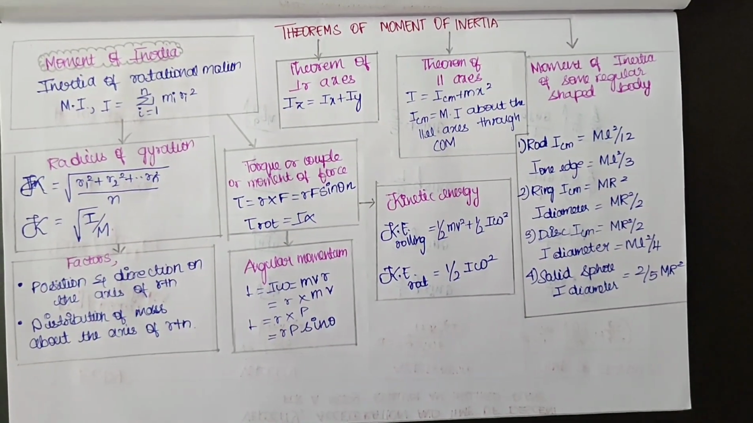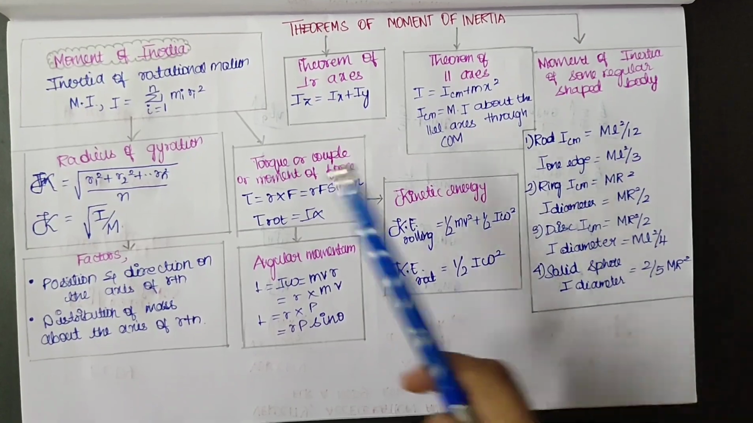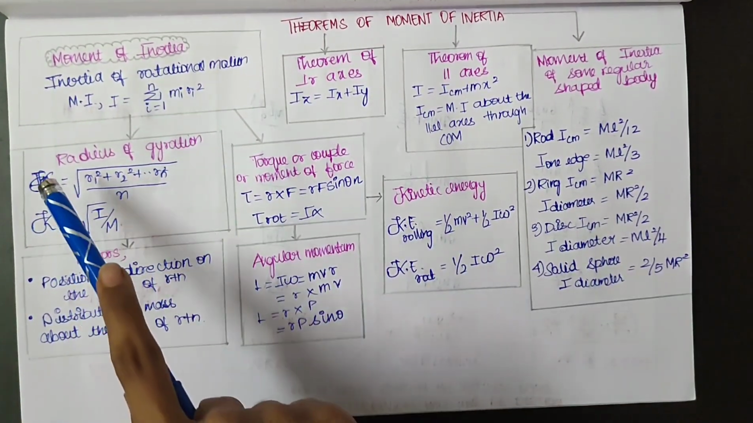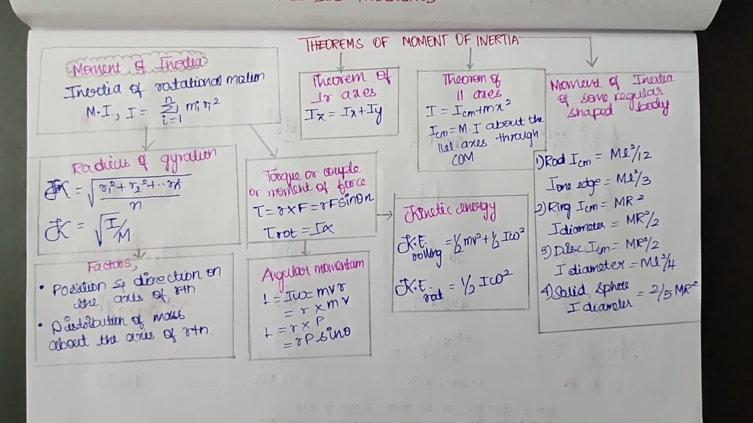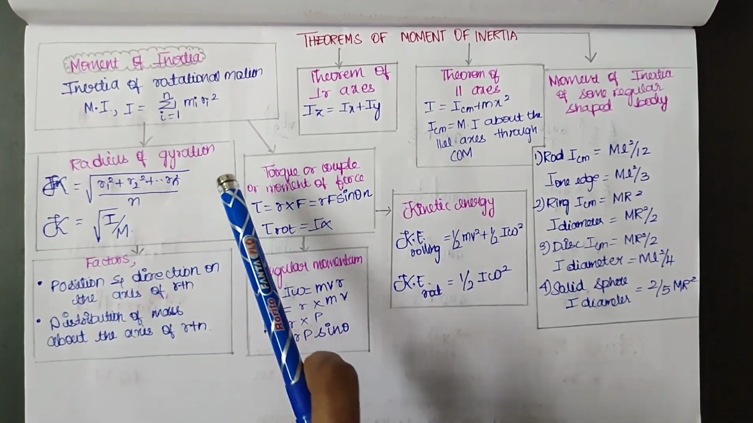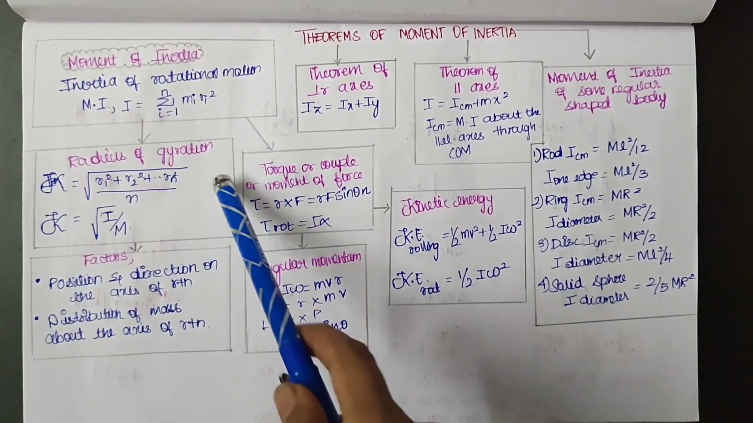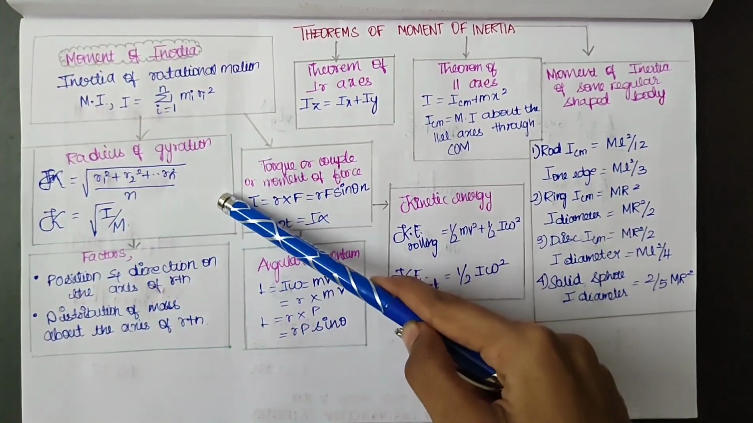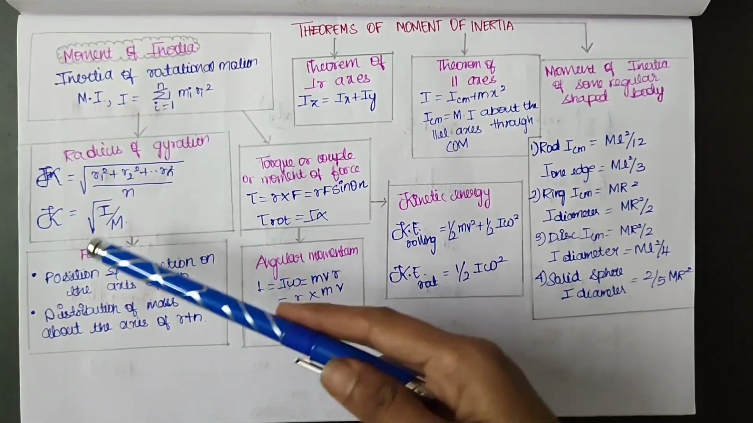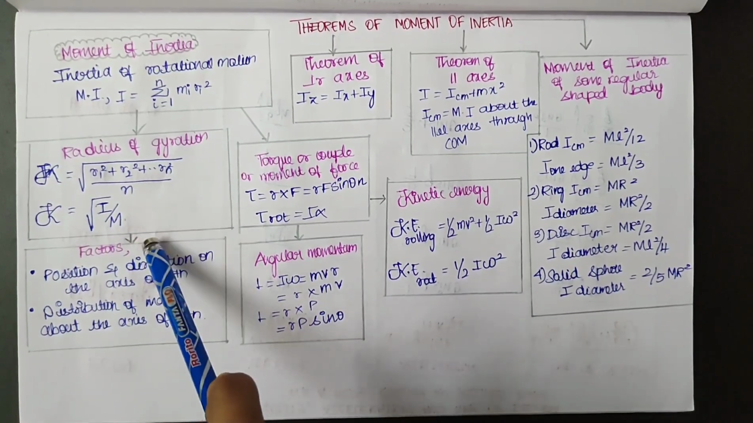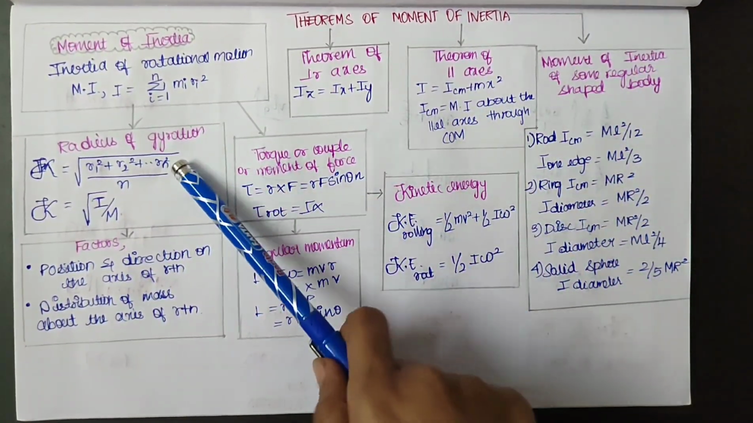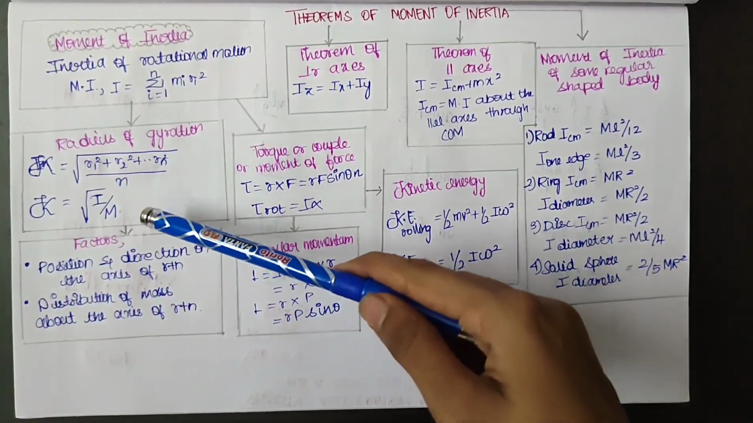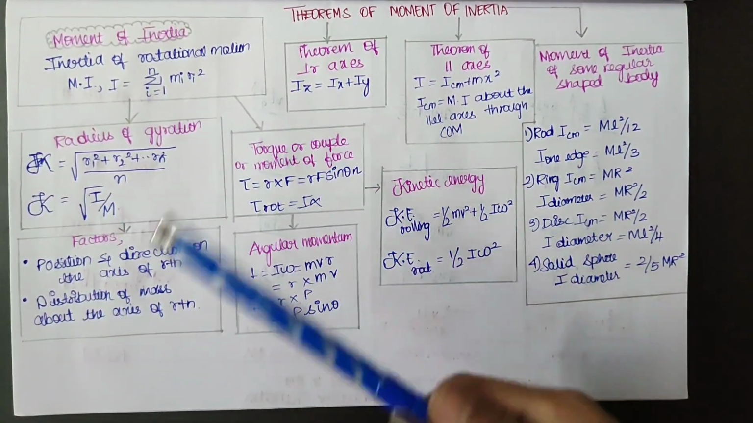Now, to find the radius of gyration, it will be denoted by k, and the formula for that will be root of (r1 square up to rn square) divided by n, which can also be written as, if you use the derivation, you will get to know how this formula has been derived, equal to root of I by capital M. This is for radius of gyration. Depending upon what values they have given, we can use the formula.